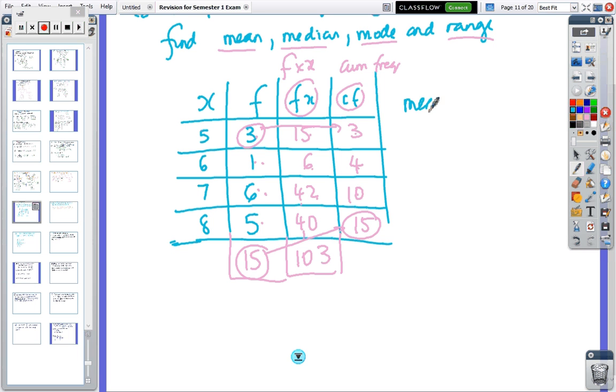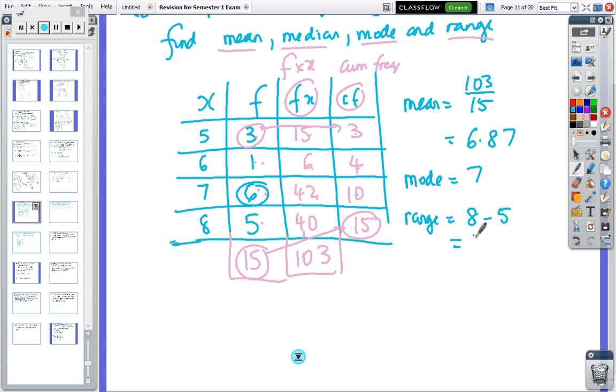So mean is 103 over 15. 103 divided by 15. I didn't give you any accuracy, so it's 6.87. The mode is the most popular score. That's the biggest frequency, so the mode is 7. The range is easy to do. That's just the highest score minus the lowest score, so the range is 3.